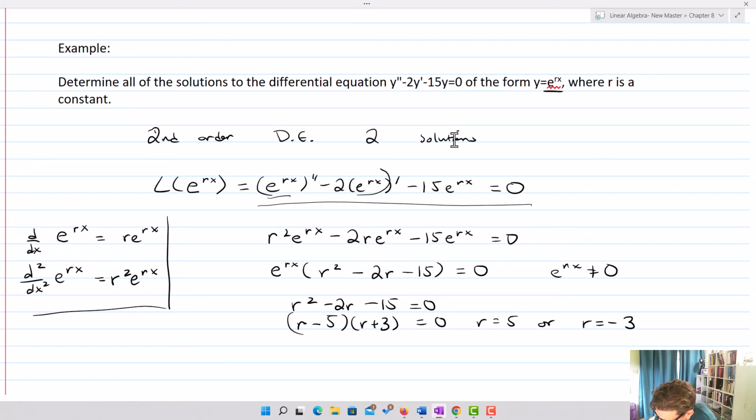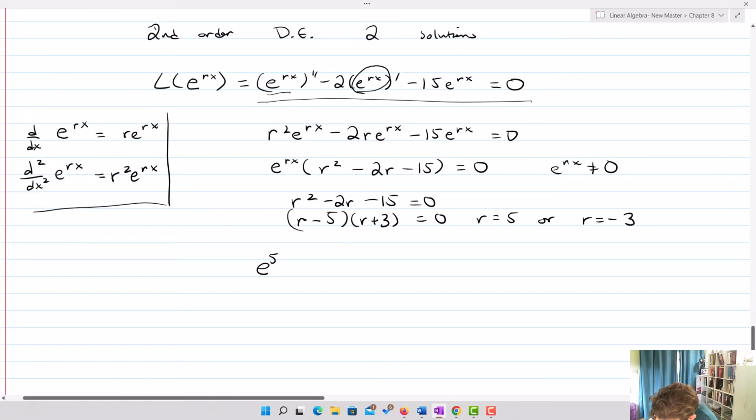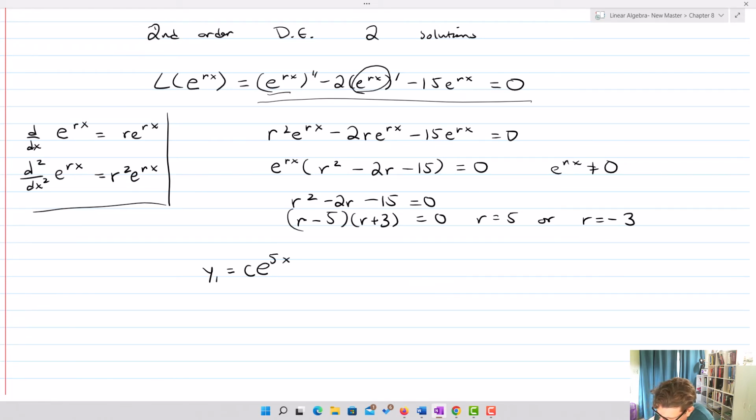Now I can plug those into my functions. So this gives me e to the 5x, rather ce to the 5x. So y1 will be equal to ce to the 5x, and that allows me to have any constant that I want in front. And you can check, we'll see that that's in fact going to be the case. Or y2 is going to equal ce to the negative 3x. Okay? And so those are going to be my solutions. We'll actually prove that these are linearly independent in just a second. But first, let's just go in and confirm that in fact we do have solutions.